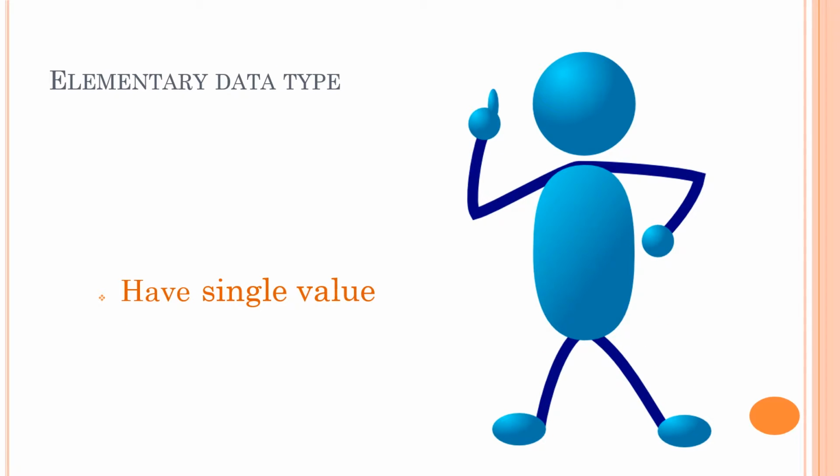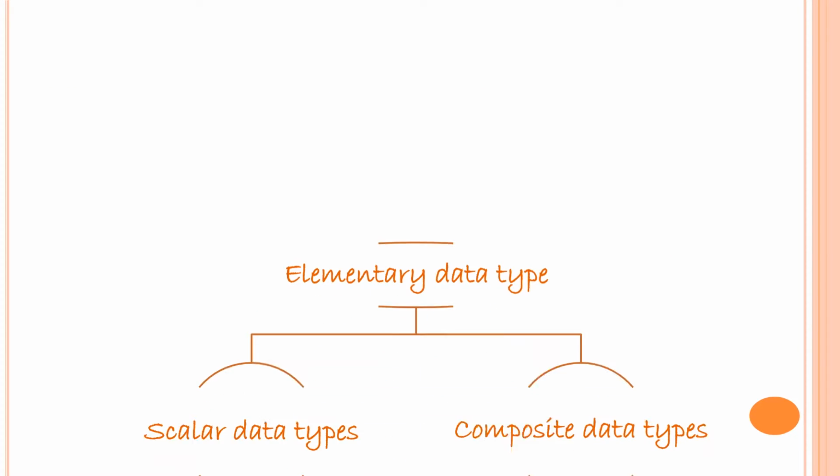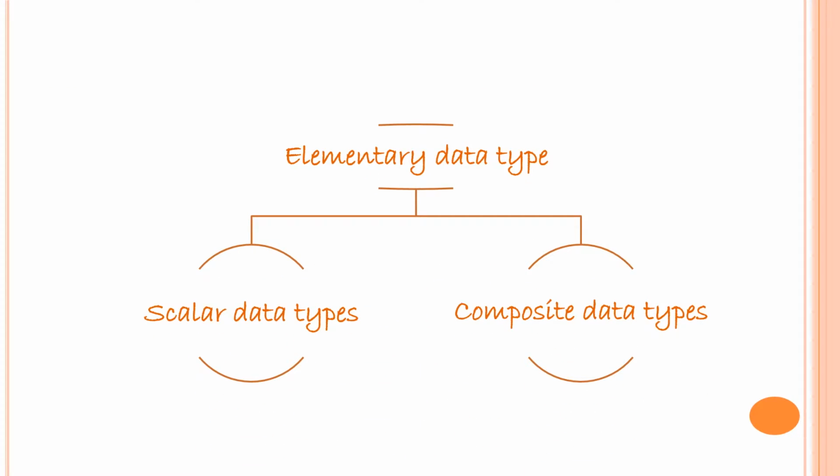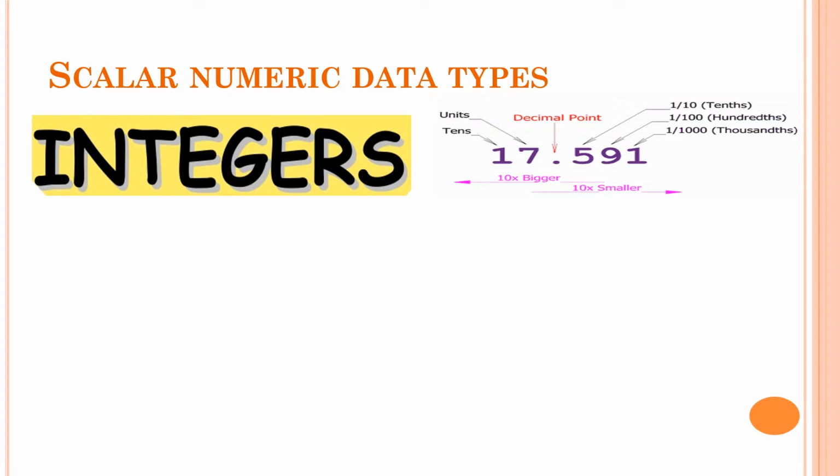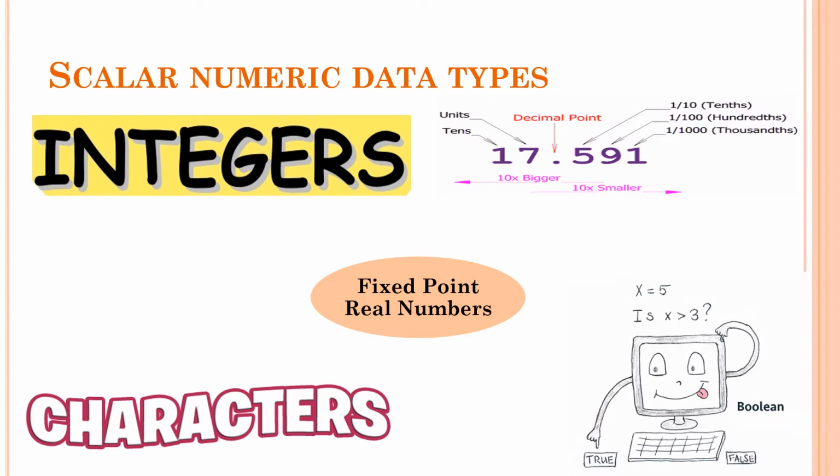An elementary data object contains a single data value. The data objects over which various operations are defined are termed as elementary data types. Elementary data types can further be scalar data types or composite data types. Now, let's discuss scalar numeric data types, integer or float. These data types are the primitive ones, which include integer, floating point, fixed point real numbers, characters, booleans.